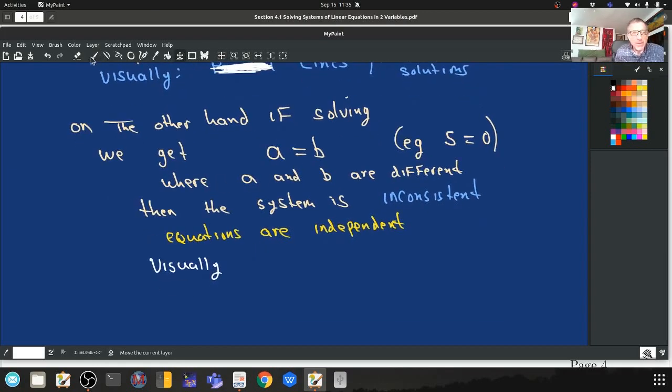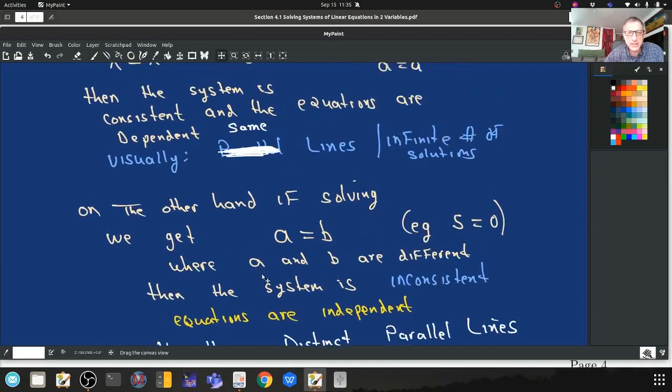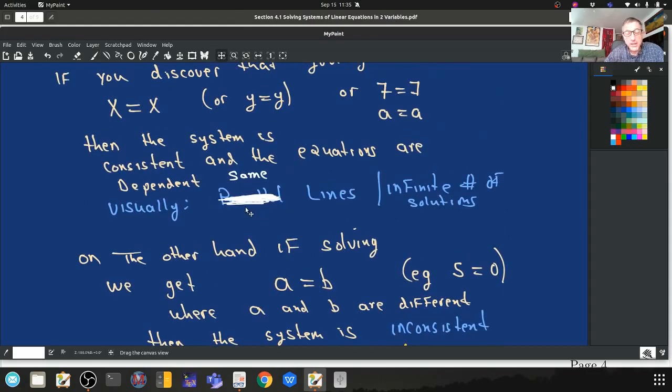Visually, down here, we have distinct parallel lines and no solution. Okay, so that's it. Sorry about writing parallel lines there. Technically it is saying a line is parallel to itself, but that doesn't help. They're the exact same lines. That's what we mean when we say that they're dependent. Okay, that's it for 4.1.